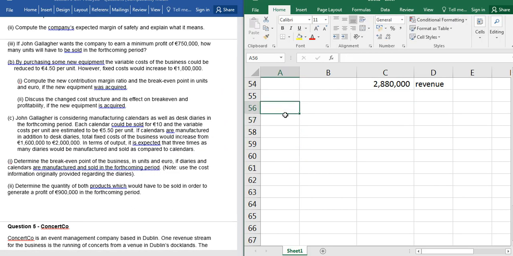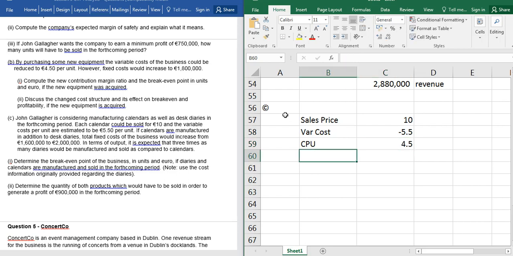Because in realistic terms, in the real world, we don't just have a single product. We have multiple products in a portfolio. So that means we need to figure out, well, how do we do CVP when you have multiple products? So you're told here, as well as the diaries, they're looking at manufacturing calendars as well. It's a common product. These have a selling price of 10 and a variable cost of 5.50. To put that as a minus. So your contribution per calendar here is 4.50.